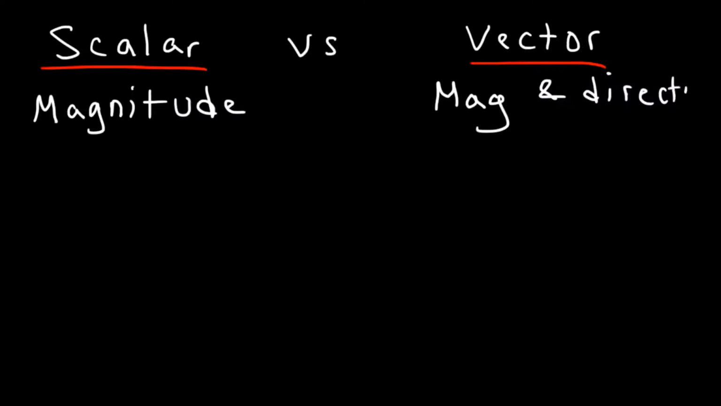So if you think about the word magnitude, basically it's the size of something or its numerical value. Direction carries the idea of something traveling in a certain direction, like east, west, north, or south. So here's a question for you. Distance, is it a scalar quantity or is it a vector quantity? So think about it. Distance is a scalar quantity.